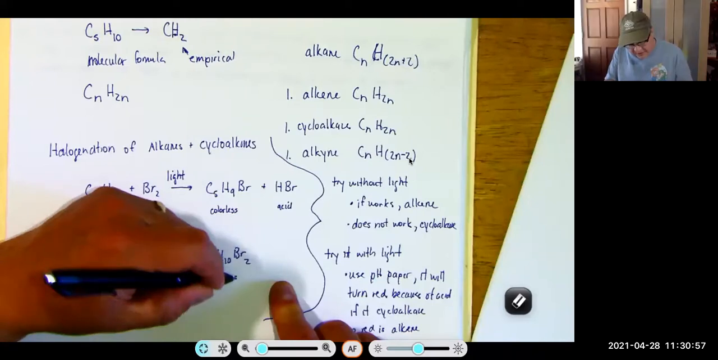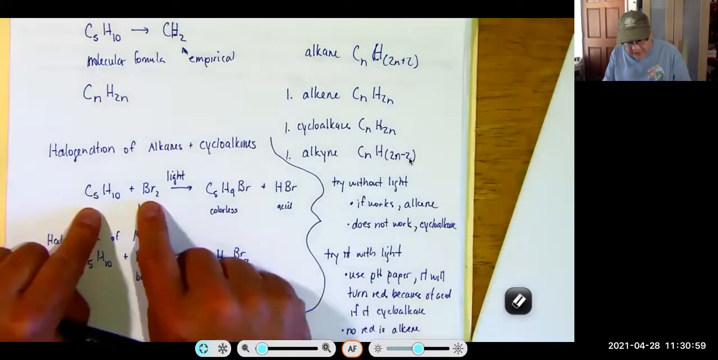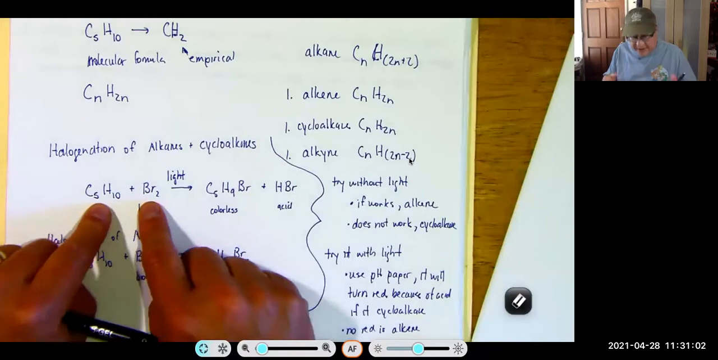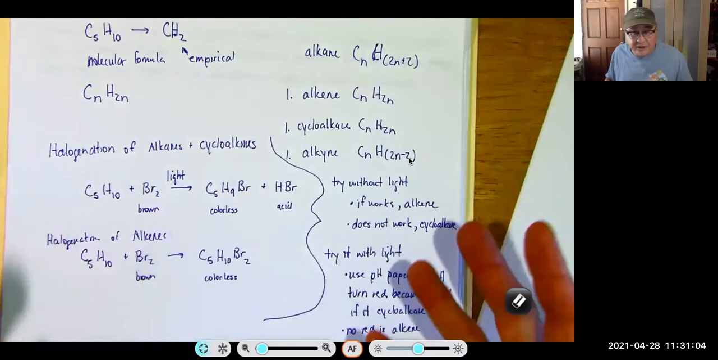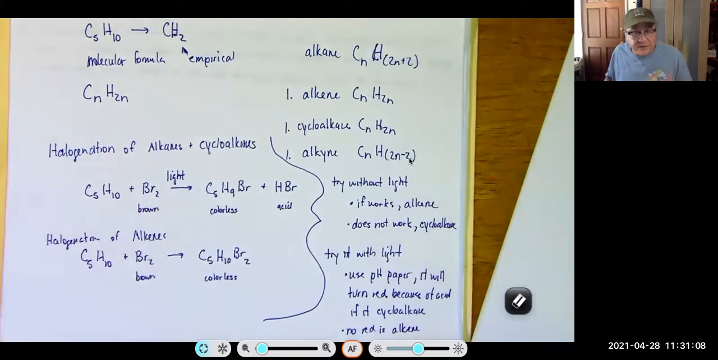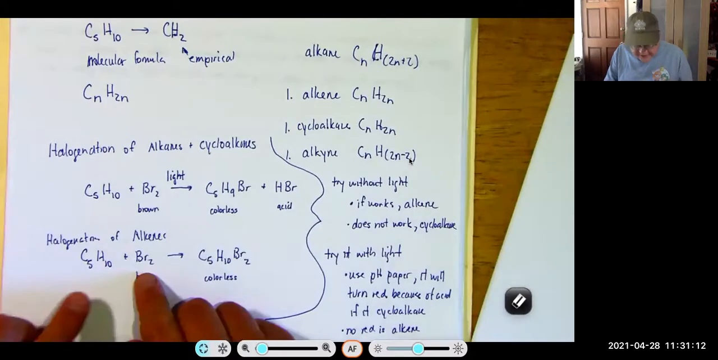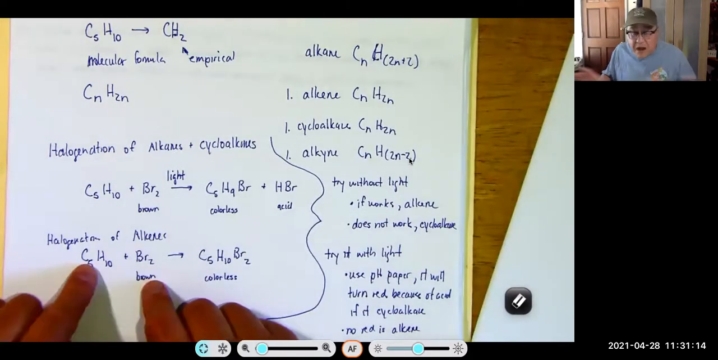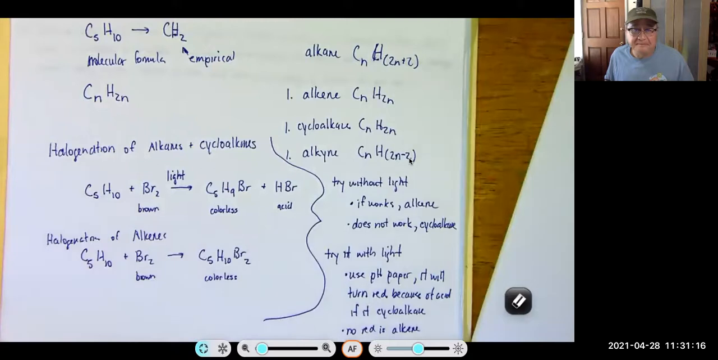So here in the dark, if you add a drop of bromine to this, it turns the solution kind of brownish and it doesn't change color unless it reacts. When you add the drop of brown bromine to this, the brown color goes away immediately. So that's how you tell if you have a reaction. If the brown persists, no reaction. If the brown goes away, you have a reaction.